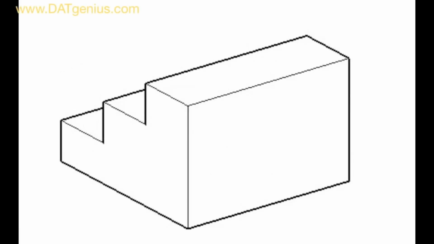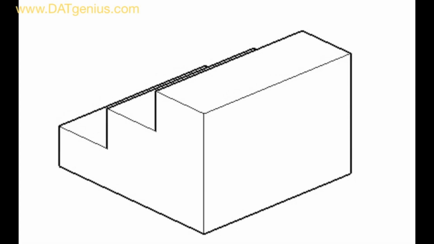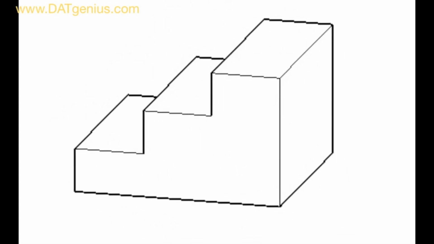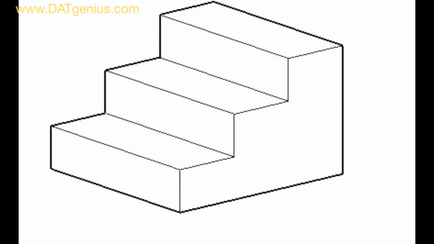Let's now look at the exact same object, but rotate it 180 degrees and consider it a new question. Note that this is the exact same shape, in all ways the same dimensions, the only difference being that this object has been rotated 180 degrees. So now let's consider the top, the front, and the end view.